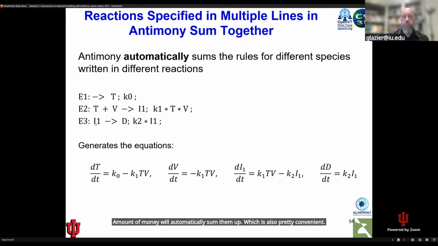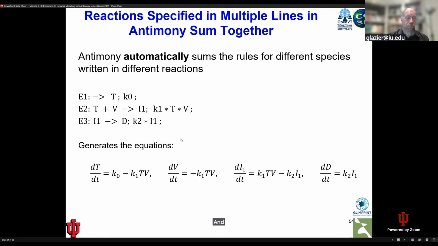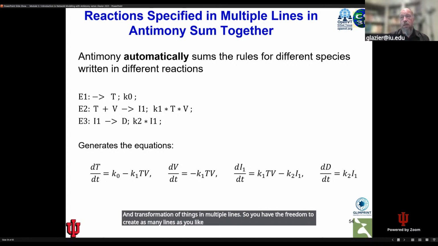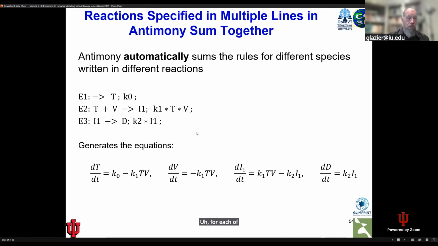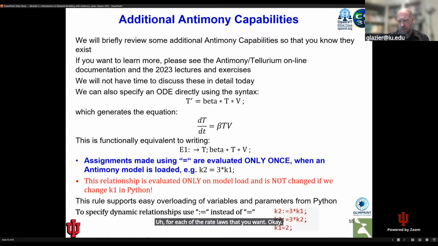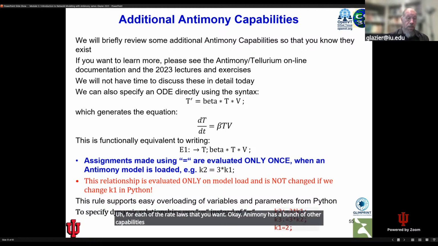In general, while you can combine things together a lot, I think it's better practice to separate creation of things, destruction of things, and transformation of things in multiple lines. So you have the freedom to create as many lines as you like for each of the rate laws that you want. I have to get us to actually using it a little bit before we run out of time.